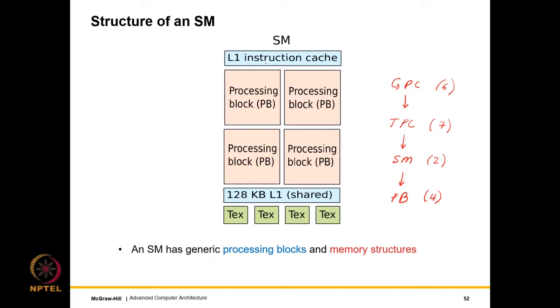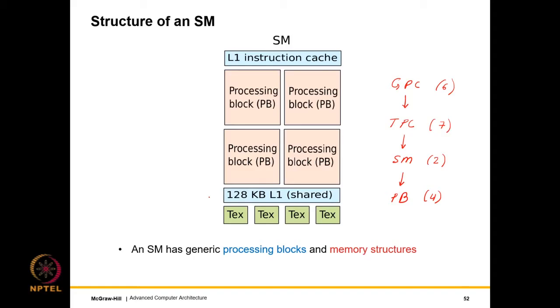So the key point over here is that what all the processing blocks share in an SM is the L1 instruction cache. Of course, one instruction in a GPU can actually do a lot because the same instruction is being executed by multiple threads in the kernel, as we shall see. So that's the reason one instruction can actually translate to a lot of instructions across the thread block. Of course, the same static instruction, but multiple dynamic instructions.